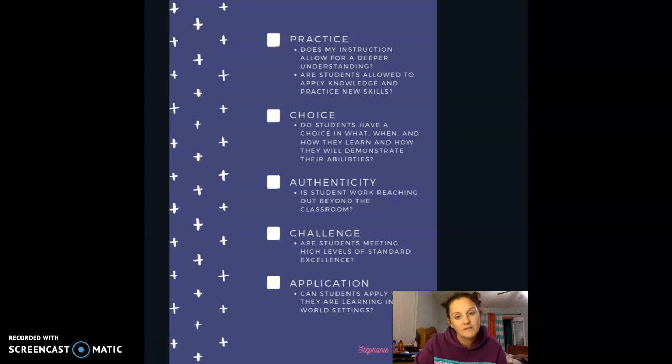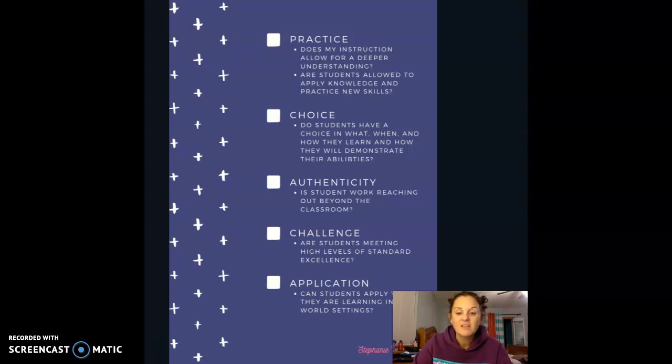Okay, next is choice. Do students have a choice in what, when, and how they learn and how they will demonstrate their abilities? Again, I feel like in a regular education classroom, this is extremely difficult to do for all students. We have set standards and skills that we are required to teach every year. So in order for students to feel like they have a choice, I approach this as to the activities that we use to practice those skills. I still am teaching what I need to, but how they're choosing to practice and then present their knowledge is something that they have a say in.